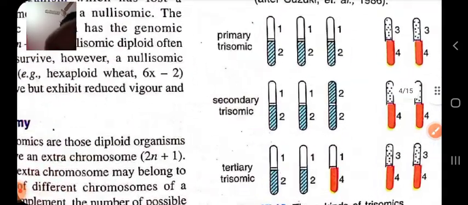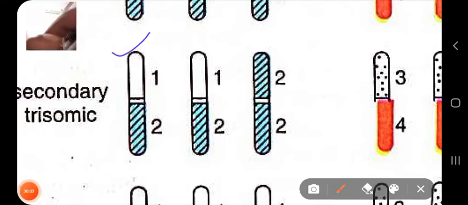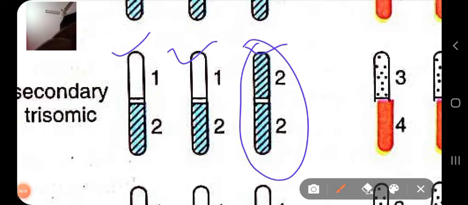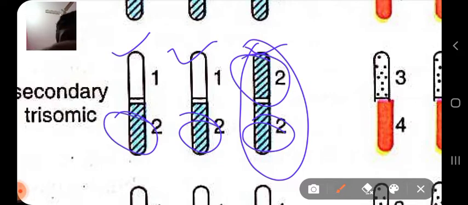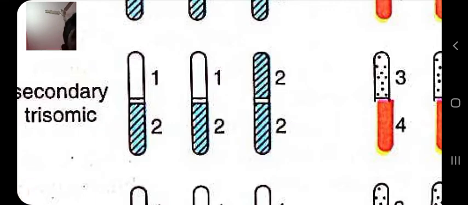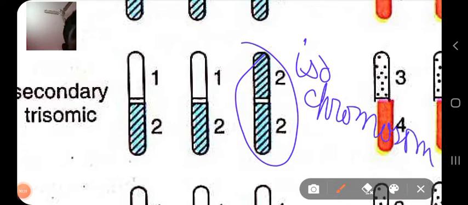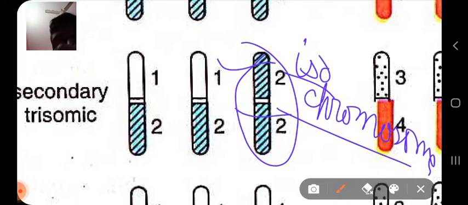Let us see with the help of a diagram. You can see here we get three sets of chromosomes, but the extra third chromosome has two identical arms, which are identical to a portion of the homologous chromosome. This type of chromosome is called an isochromosome. Why? Because they have identical arms.